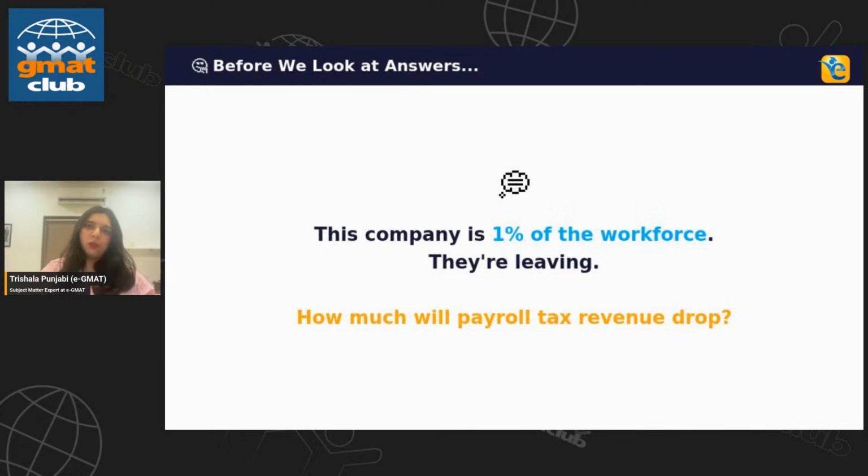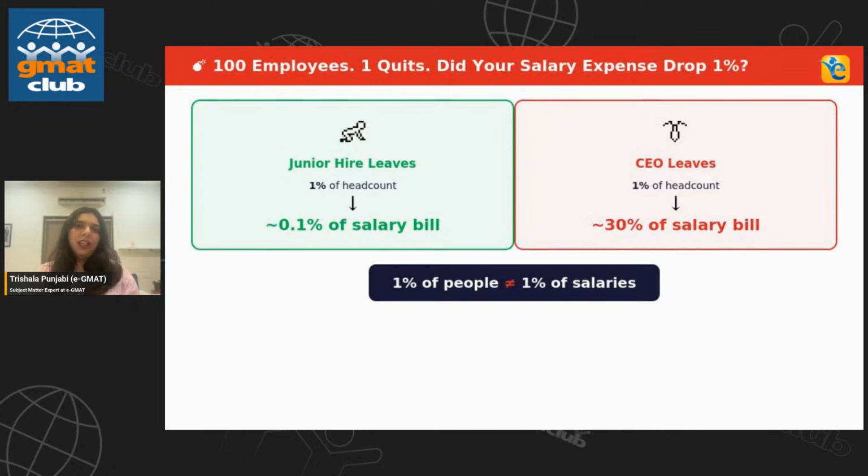Okay. So if 1% of the company's workforce is leaving, and you think the payroll tax revenue is going to drop by 1%, you are wrong. Let us say there are 100 employees, and one of those employees quits. Does your salary expense drop by 1%? You don't really know unless you know which employee left. Let's say it was some intern who you were paying like 5,000 a month, that'll be like 0.1% of the salary.